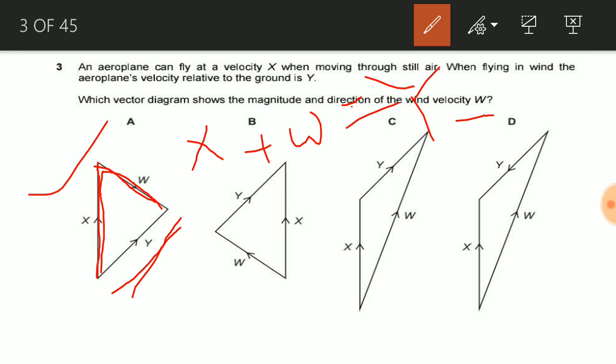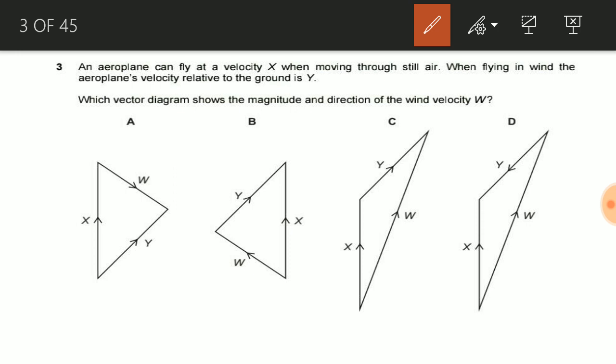Now let us see the other options. In this part, if you see this arrow, w plus y is giving x, which is in fact not correct. Here in this option, x plus y is giving w, that is also incorrect. In this one, w plus y is giving x, this is also incorrect. So option choice A is the correct one.